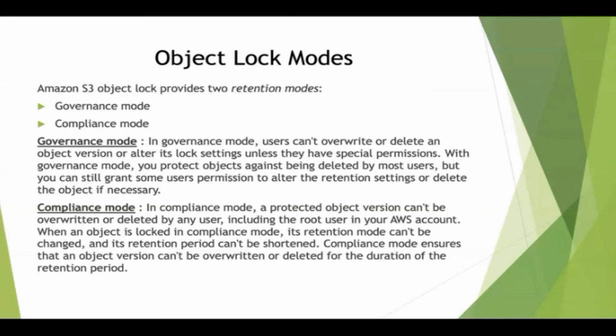The only difference between governance mode and compliance mode is that in compliance mode, a protected object version cannot be overwritten or deleted by any user, not even by the root user in the AWS account. So when an object is locked in compliance mode, its retention mode cannot be changed and the retention period cannot be shortened. Whatever retention period you have given at the start cannot be changed, nor can it be shortened. So compliance mode ensures that an object version cannot be overwritten or deleted for the duration of that retention period. Okay, so these are the two types of retention modes that we can describe. One is the governance mode and the other one is the compliance mode.